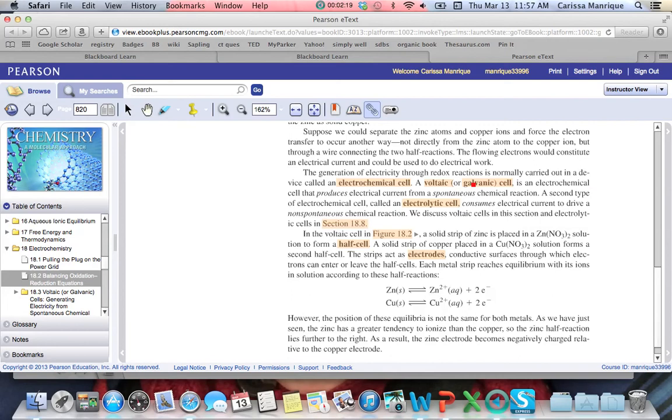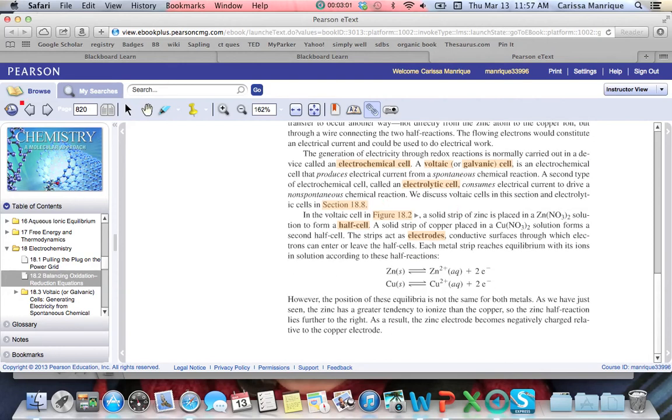A voltaic cell, sometimes called a galvanic cell, is an electrochemical cell that produces electrical current from a spontaneous chemical reaction. So you have a spontaneous reaction that produces electricity. A second type is the electrochemical cell, sometimes called an electrolytic cell. It consumes electricity to drive a non-spontaneous reaction. So this one produces it through a spontaneous reaction, and this consumes it so it can drive a non-spontaneous one. Make sure you see the difference between those.